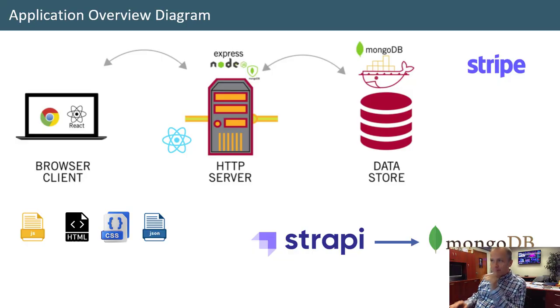But here we go. So here's an overview of my application. It's a three-tier full-stack application using a lot of these components. It has a database store, HTTP server, and some client-side items as well. The database is a MongoDB with Strapi as sort of its wrapper, if you will, and we're using Stripe as our e-commerce solution.